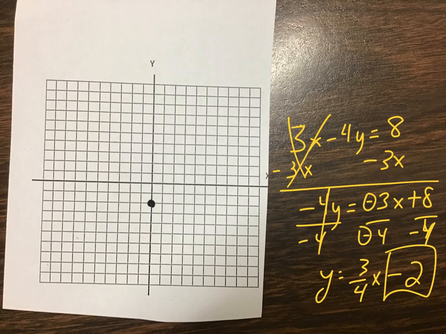And then my rise is 3. And my run is 4. Always go to the right. So I'm going to rise 3, 1, 2, 3, 1, 2, 3, 4. And then I do it again. 1, 2, 3, 1, 2, 3, 4. And there is my line.